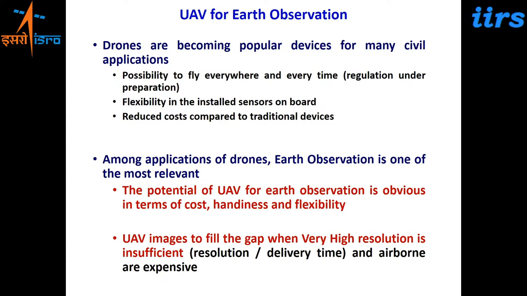So drones can be used to fill these major gaps in the data sets. They offer high versatility and flexibility as compared to airborne systems or satellites, and operate rapidly, and they can be operated anytime without any planned scheduling. So that is the flexibility of operations. You can fly everywhere and every time. Flexibility to install any kind of sensors.